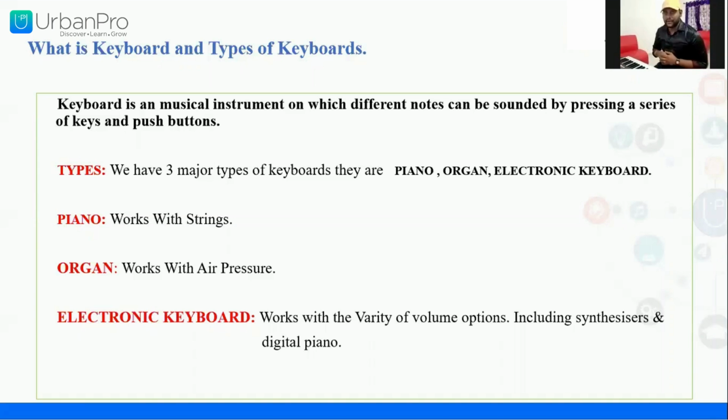And the second one is organ. The organ is a pressure instrument. With the help of legs and hands, we play that instrument. Next, the electronic keyboard works with a variety of sound options, including synthesizers and digital pianos. The synthesizers and digital pianos are a little bit advanced. We use them for professional purposes, like shows and recordings. For learning, we use portable pianos like Yamaha, Casio, and Korg. We have a number of brands. So let's go to the next slide.